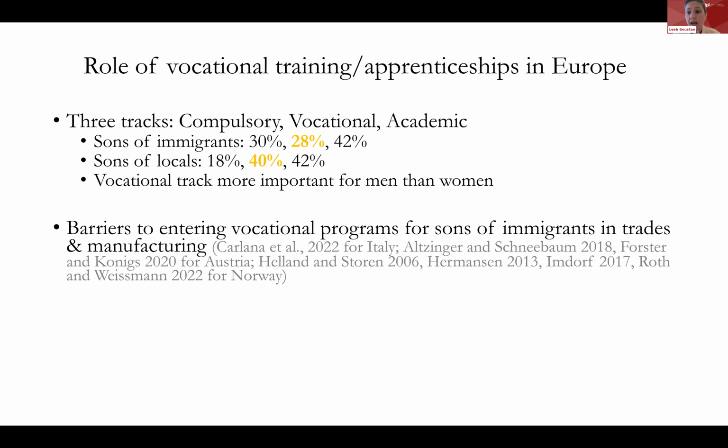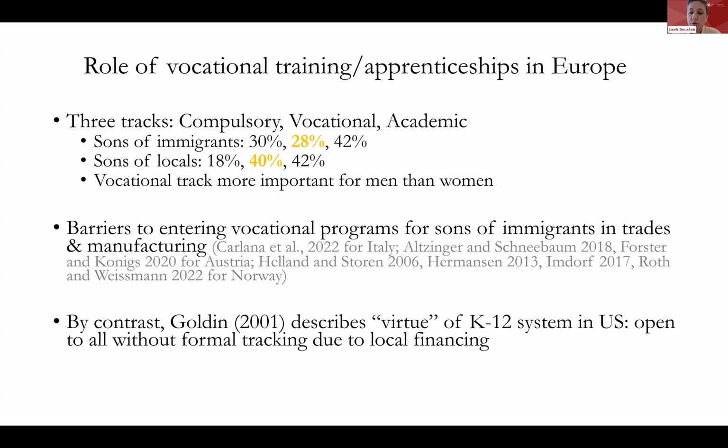So there, as it turns out, there is a pretty large literature, primarily in sociology, about barriers to entering vocational programs for immigrants and the sons of immigrants in the trades and in manufacturing. And that seems to be borne out in our data. So what's different about the Anglosphere?